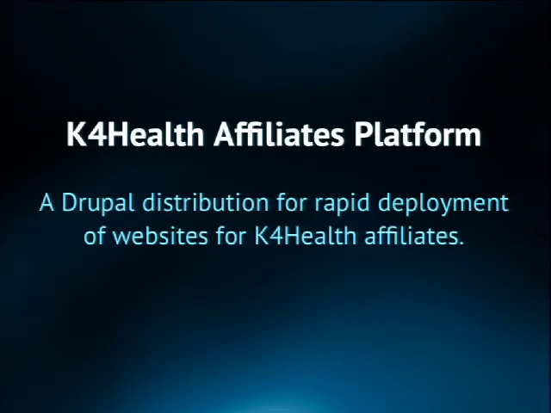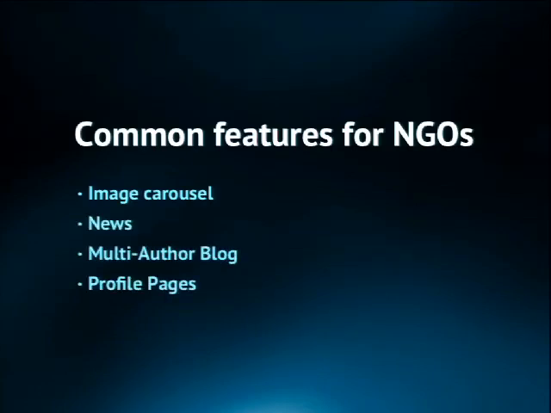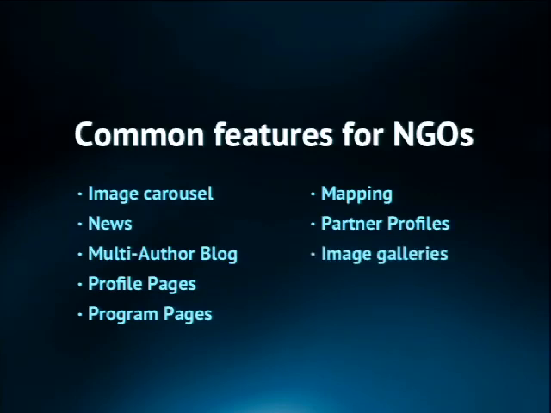So with a lot of work by our team and their team and many other people, we looked through some of the work that we had done and came up with a list of consistent needs for nonprofit sites. Can you go to the next one? Thanks. And this list is going to look pretty familiar. This is our list of consistently utilized nonprofit and NGO features. An image carousel, news, multi-author blogs, profile pages, program pages, mapping, partner profiles, image galleries, and a resource library.